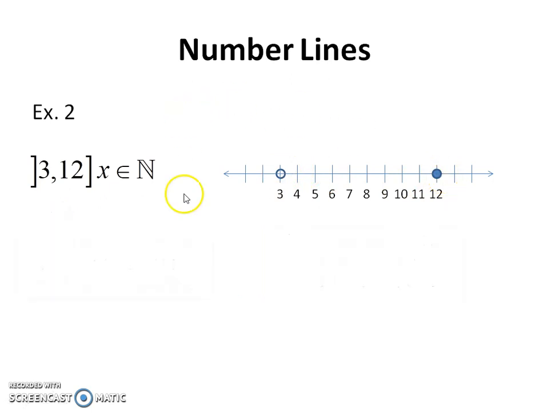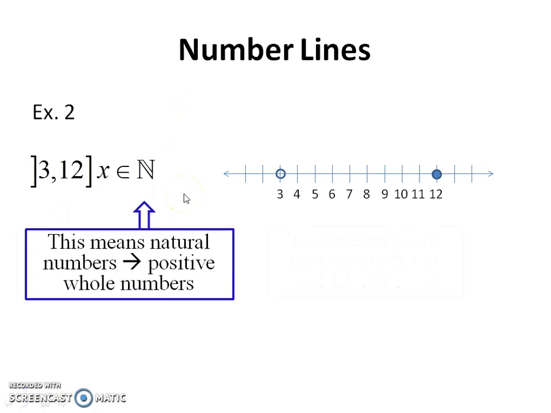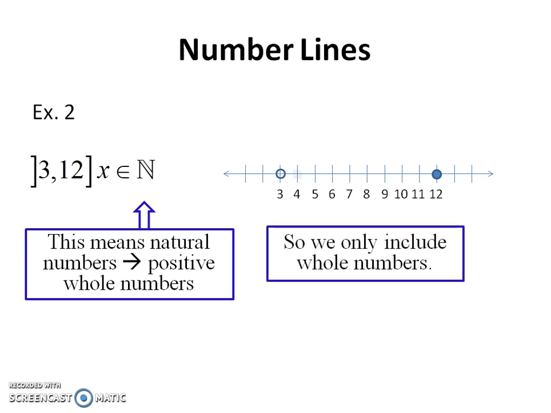And because now we're talking about natural numbers, which are only positive whole numbers, it can be 4, 5, 6, 7, 8, 9, 10, 11. It can't be 3.5 or 3.1 or 3.01. And the way we show that is by only including whole numbers, only putting filled dots over the whole numbers, just the natural number parts of the number line.